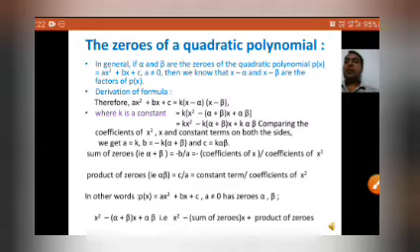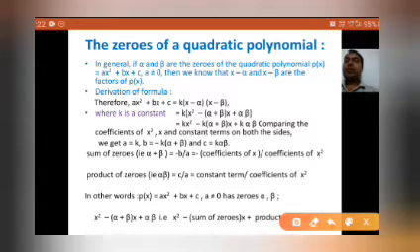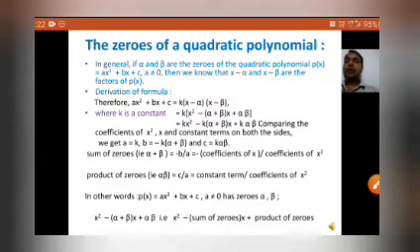Now the derivation of the formula. ax square plus bx plus c is the quadratic polynomial, and it is the product of these factors, so multiplying, ax square plus bx plus c is equal to k into (x minus alpha) into (x minus beta), where k is any constant.